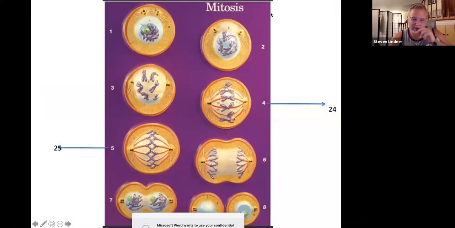Right, mitosis. What is number 24? And what is 25? This would be metaphase, number 24, and then 25. Anaphase. That would be anaphase. Okay. All right, and that would be it.